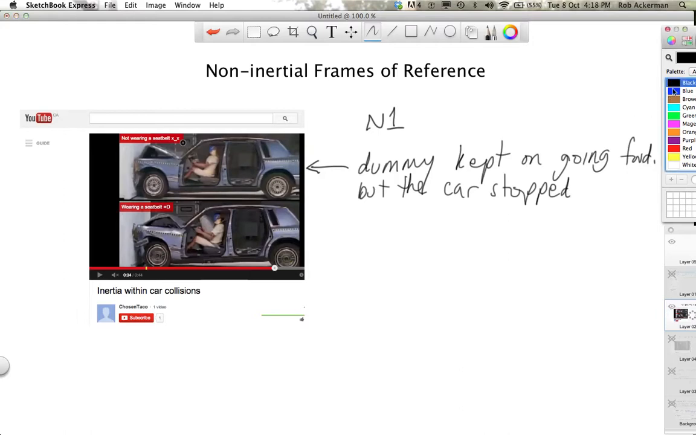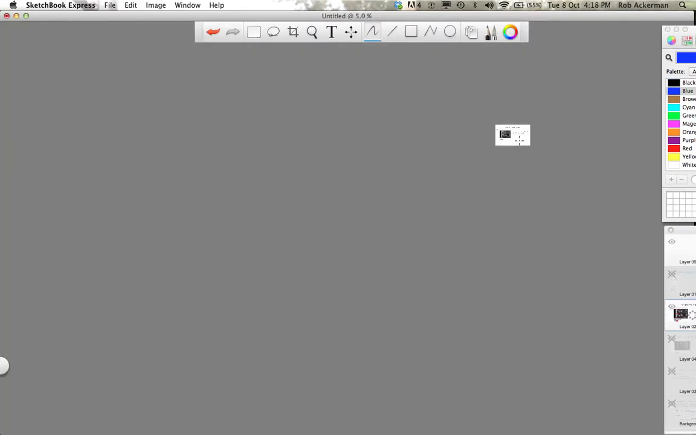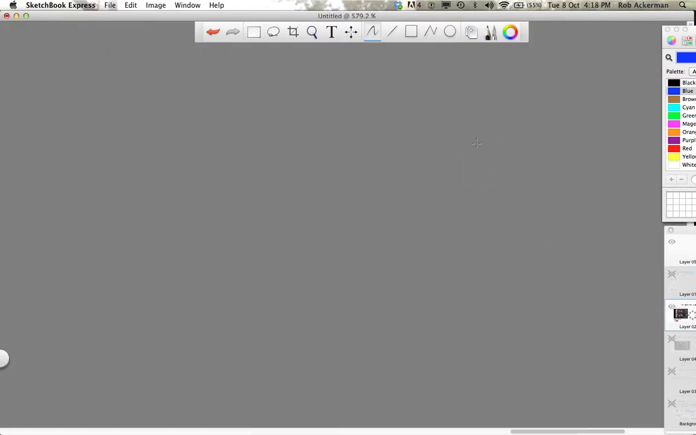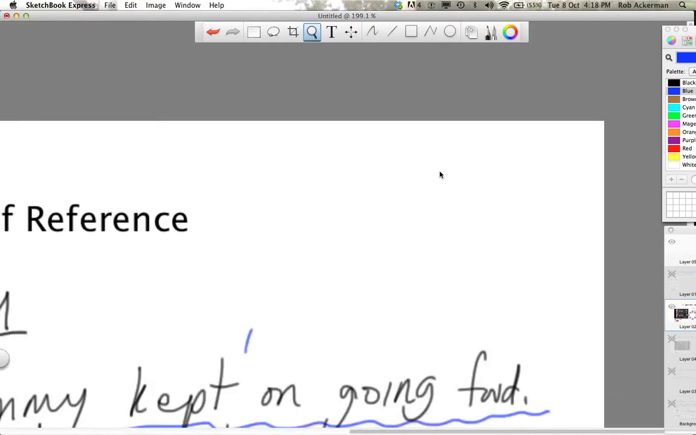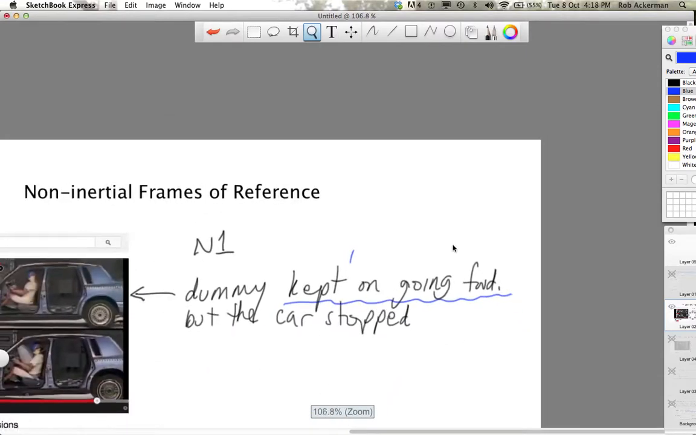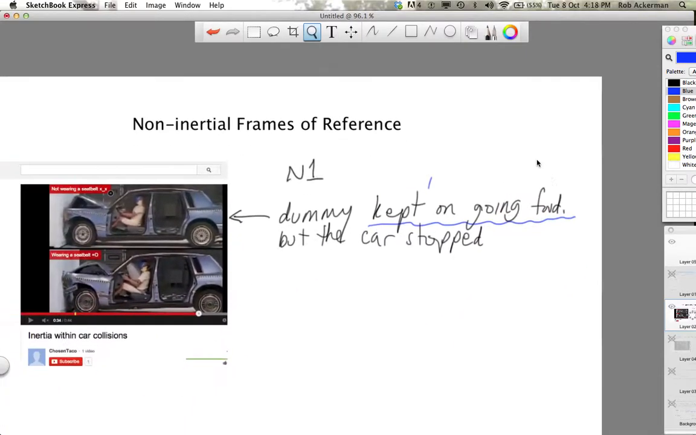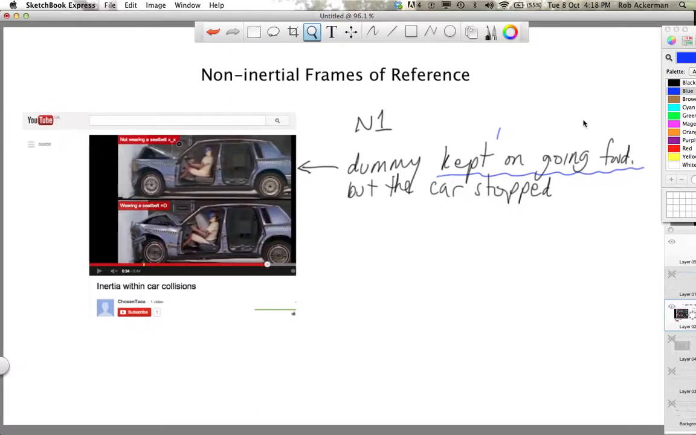Well, we say that the dummy kept on going forward because of his, whoops, there I go zooming again. As you guys know, every now and then I zoom to 5 million percent and have no idea why. Okay. Nice recovery there, Ackerman. Thanks.